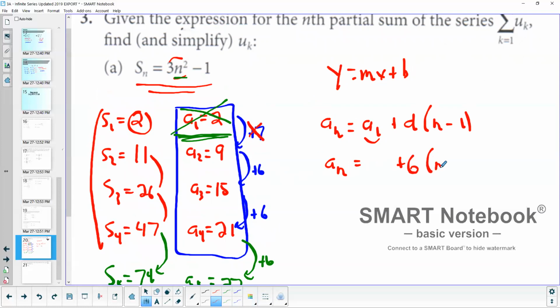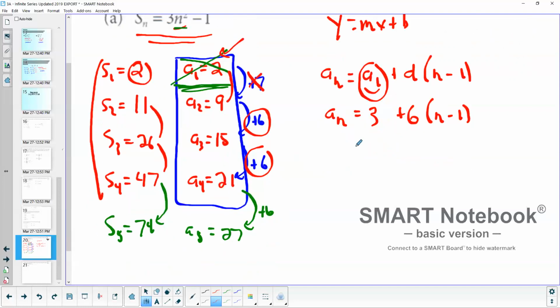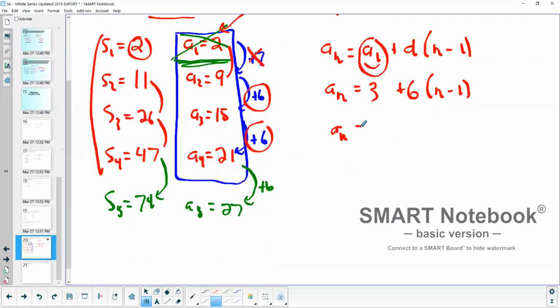So we have 6 times the quantity n minus 1. But then right now, I don't know what the first term is. And so your first term, you would think would be the 2, but it's actually not, because if we're following the pattern here of plus 6, I actually have to work backwards and do minus 6, minus 6. And so based on this pattern, if I do 9 minus 6, the first term will actually be 3. And so expanding this a little and simplifying, I get a sub n is equal to 3 plus, and then I go ahead and distribute the 6. I get 6n minus 6, which gives me a rule for the nth term being 6n minus 3.